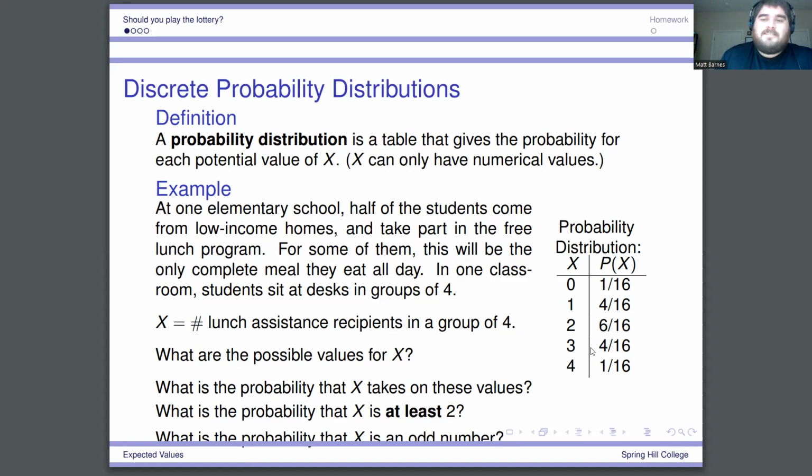What is the probability that X is an odd number? Is what this says down here. It's kind of cut off. Well, our odd numbers are 1 and 3. 0, 2, and 4 are even numbers. So if I look at 1 and I look at 3, that's 4 plus 4, right? So 8 over 16, or we could reduce that down if we wanted to 1/2. 8 over 16 would go to 1/2.